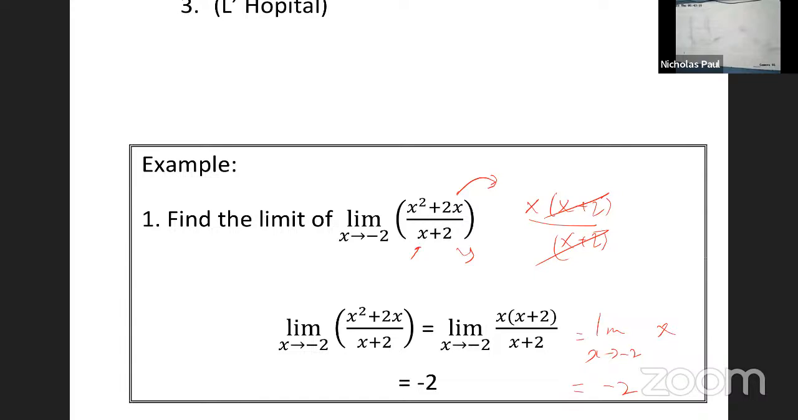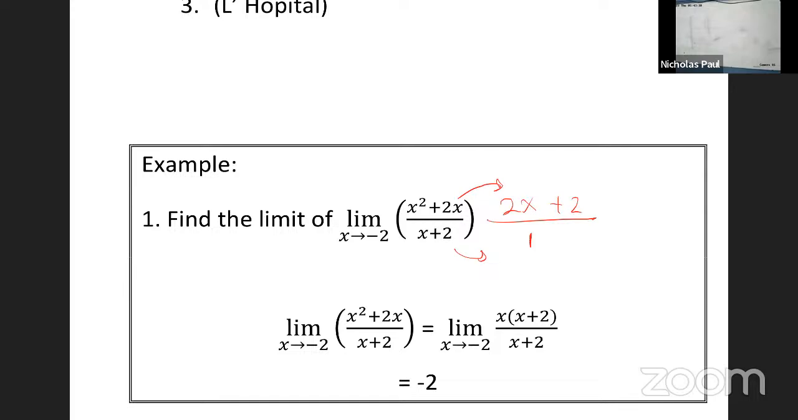All right? Here's how you can apply L'Hopital one time. L'Hopital is basically differentiating the top and the bottom and then plugging in the answer. The differential of x squared is 2x. The differential of 2x is 2. The differential of x plus 2 is 1. And then plug in minus 2. And you're supposed to get the same answer. That's okay? If you still get undefined, you differentiate again. You differentiate top and bottom.